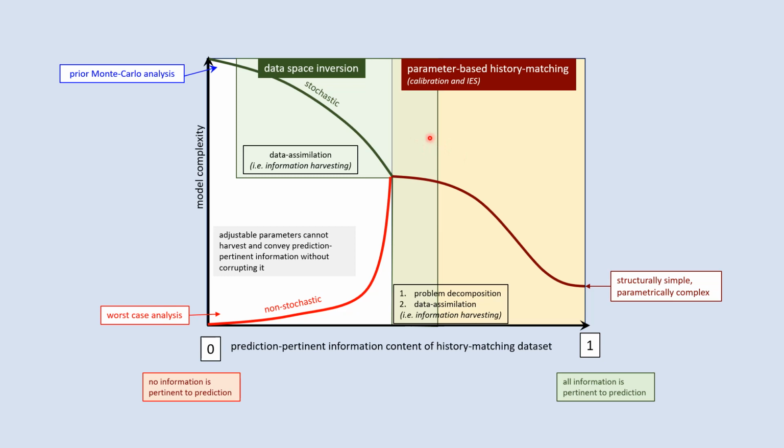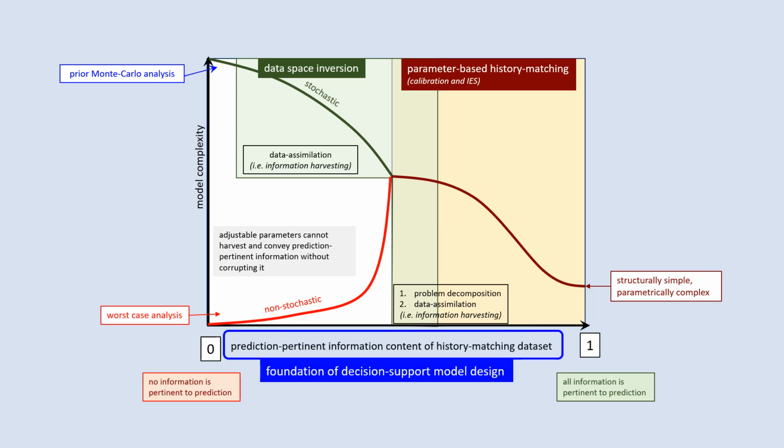There's no reason why in this area here I can't harvest information from data using parameters and harvest information from data using data space inversion, and that way I've got a check. One can check on the reasonableness of the other, and if they agree, I've got a lot more confidence that my predictions do not suffer bias and that uncertainties that I quantify are correct. In the end though, everything depends on the prediction that I'm going to make. And everything depends on harvesting information and conveying it to that prediction.